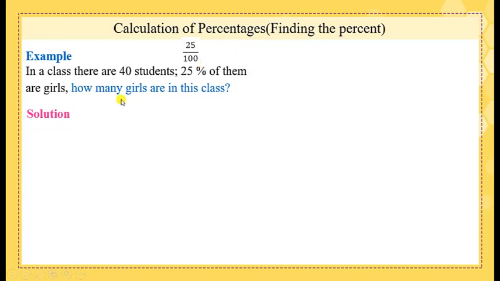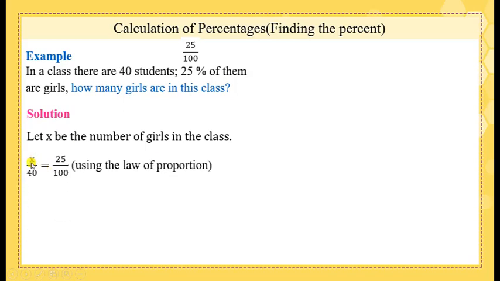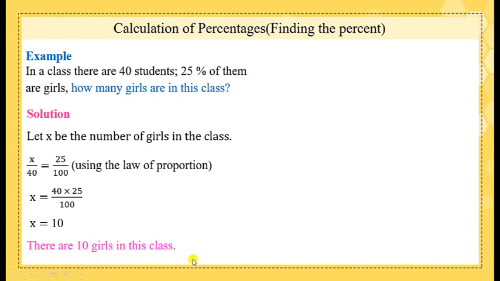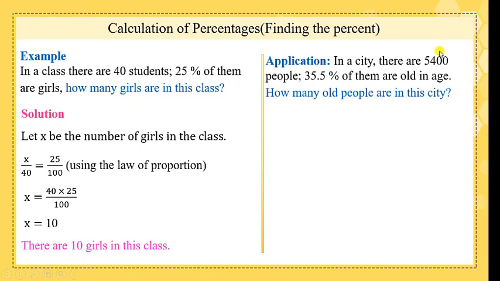What do you have to find? You have to find the number of girls in this class, which is 25%. It must face the part. Do we know the number of girls? No. So let x be the number of girls in this class. So the proportion becomes x over 40 equals 25 over 100. Using the law of proportion, we get x equals 40 times 25 over 100, then x equals 10. Thus, there are 10 girls in this class. Please pause the video and solve this application.